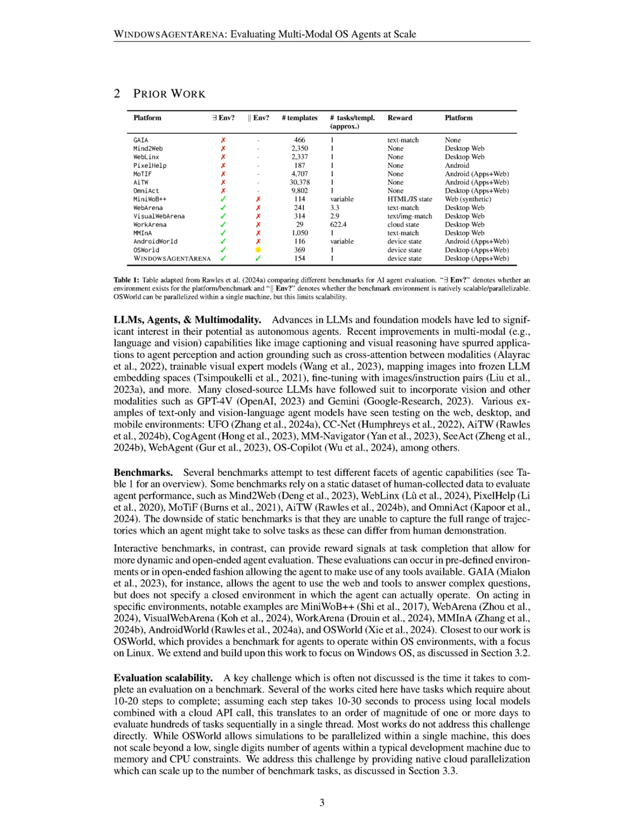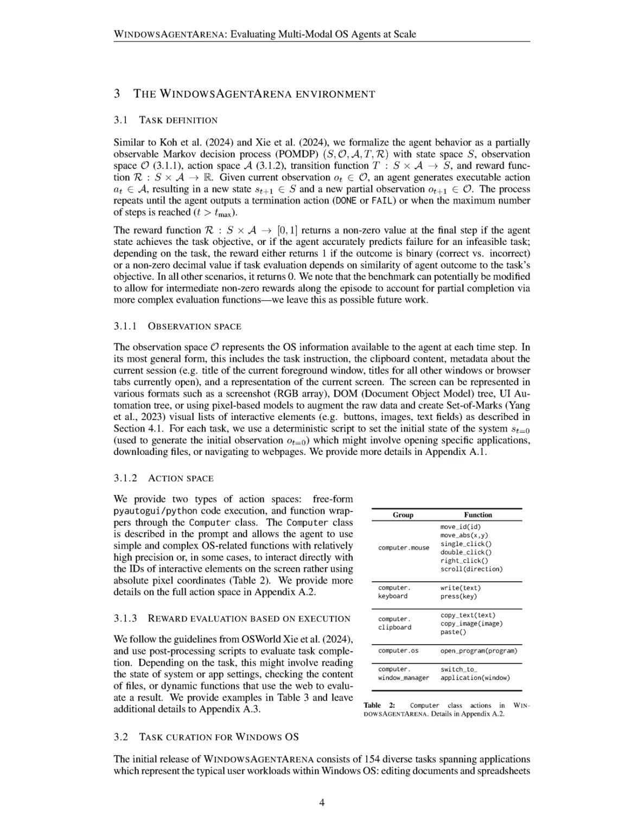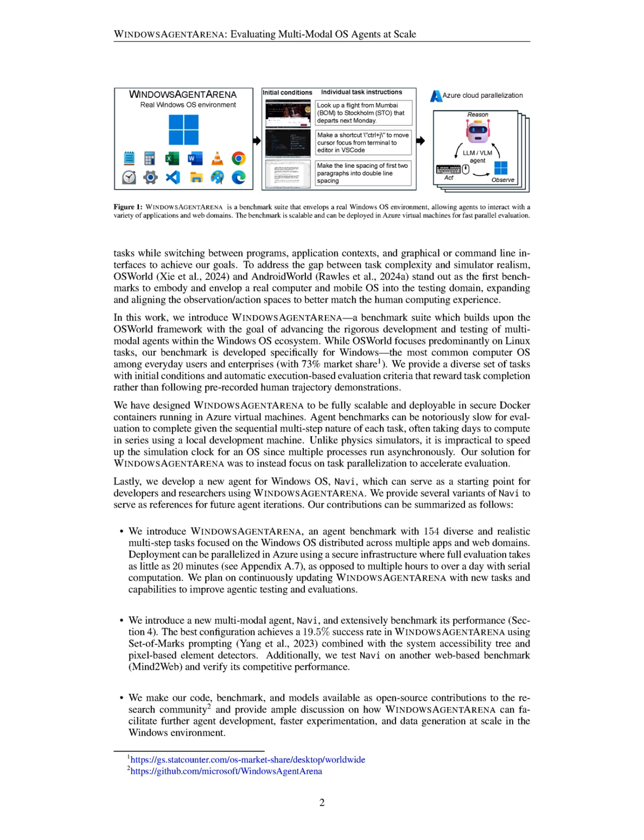Additionally, they note that visual language misalignment often leads to failures, as agents struggle to align their text outputs with visual inputs. To enhance the evaluation process, the authors suggest future work could include modifying the reward system to allow for intermediate non-zero rewards for partial task completion, which could provide more nuanced feedback during evaluations. They also plan to continuously update WINDOWSAGENTARENA with new tasks and capabilities to improve agentic testing and evaluations.